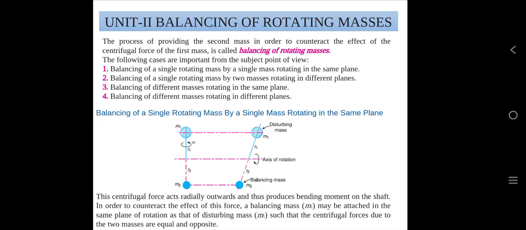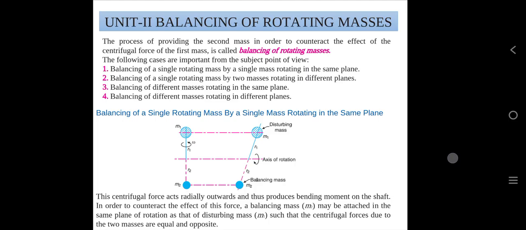The following cases are important from the subject point of view. One is the balancing of a single rotating mass by a single mass rotating in the same plane. The second one is the balancing of a single mass by two masses rotating in different planes. The third one is the balancing of different masses rotating in the same plane. The fourth one is the balancing of different masses rotating in different planes.